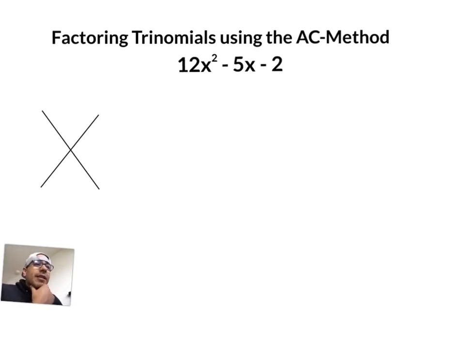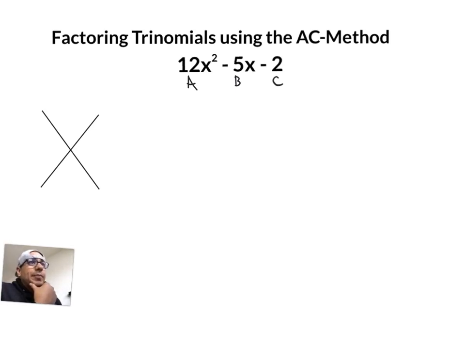Descending order: you start with your biggest exponent, and you work your way on down. And what we're going to do is we have our A, B, and C terms, our constants there. So we're not going to pay attention to our variables. Our A is 12, our B is -5, and our C is -2.